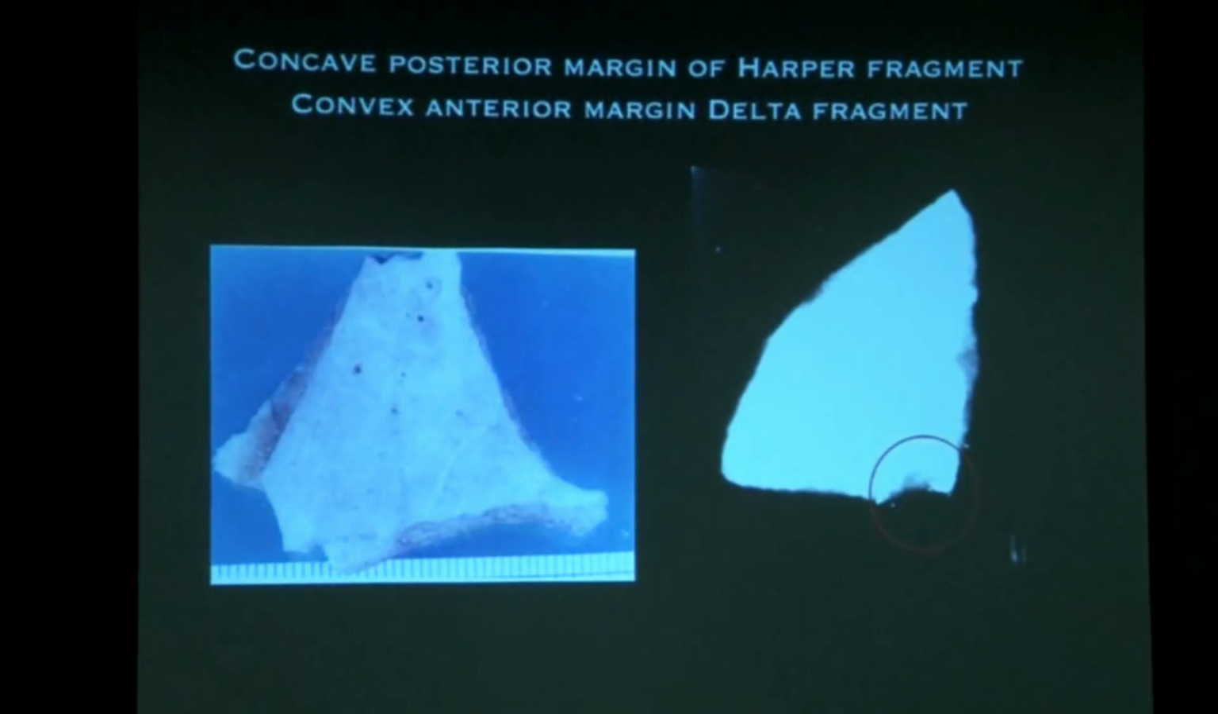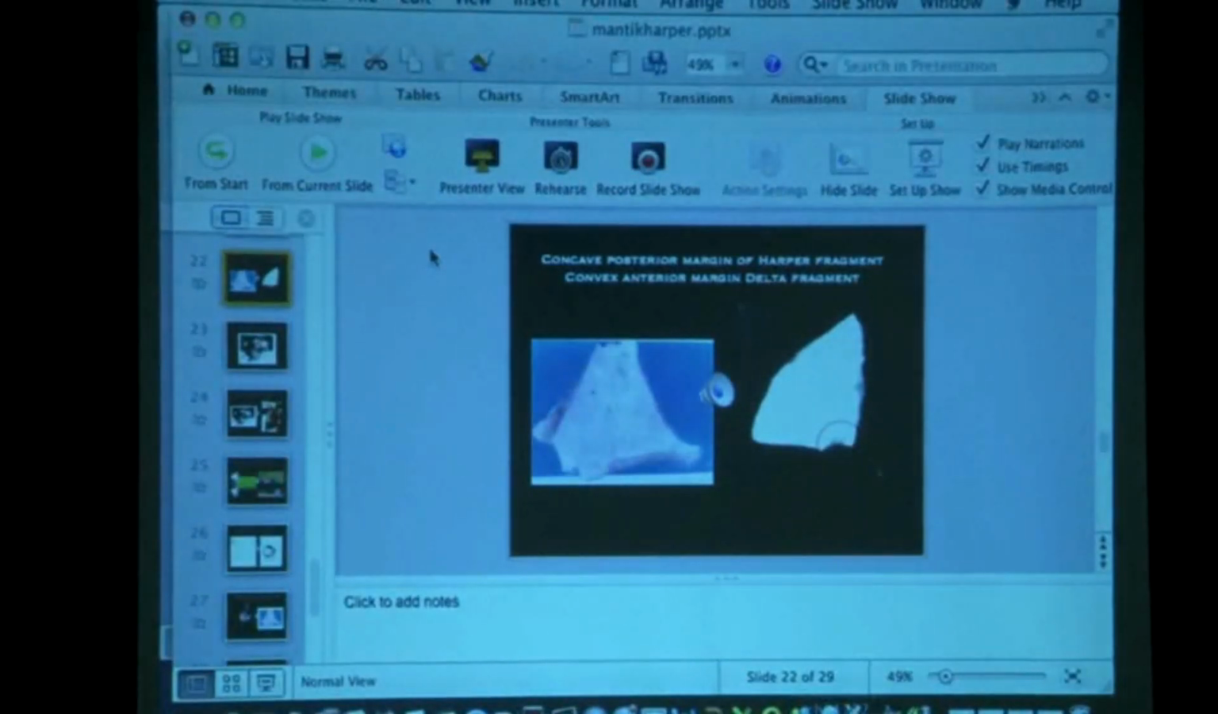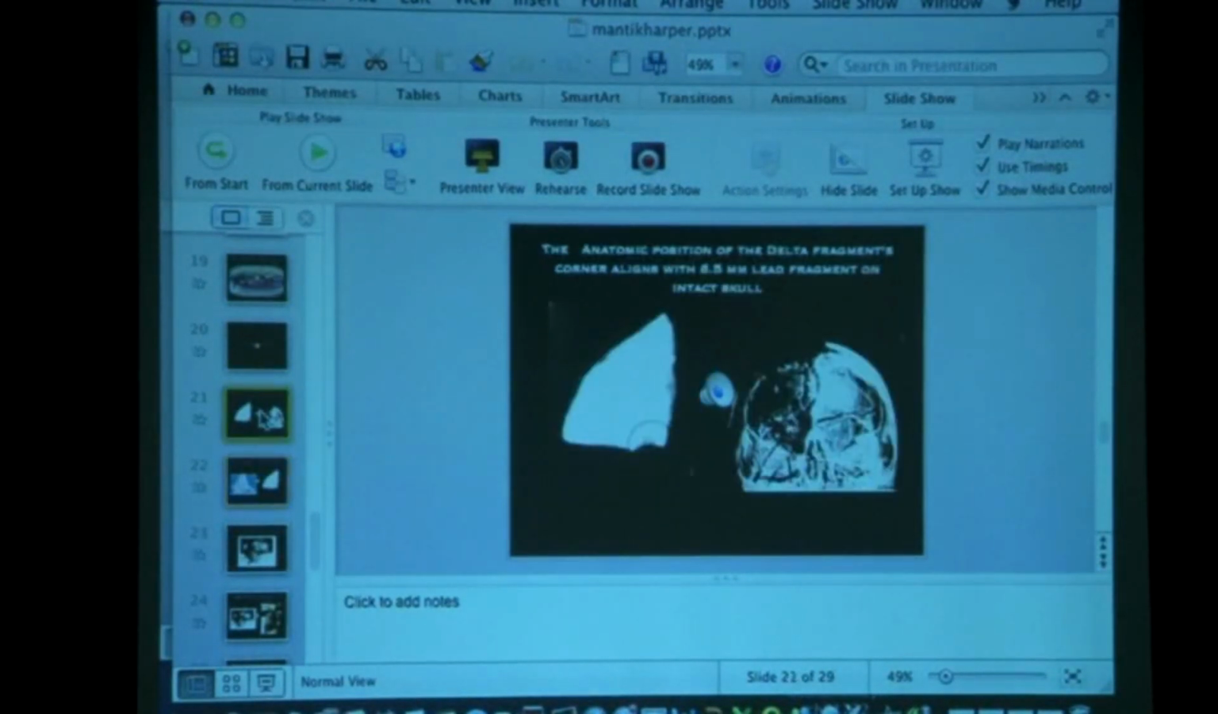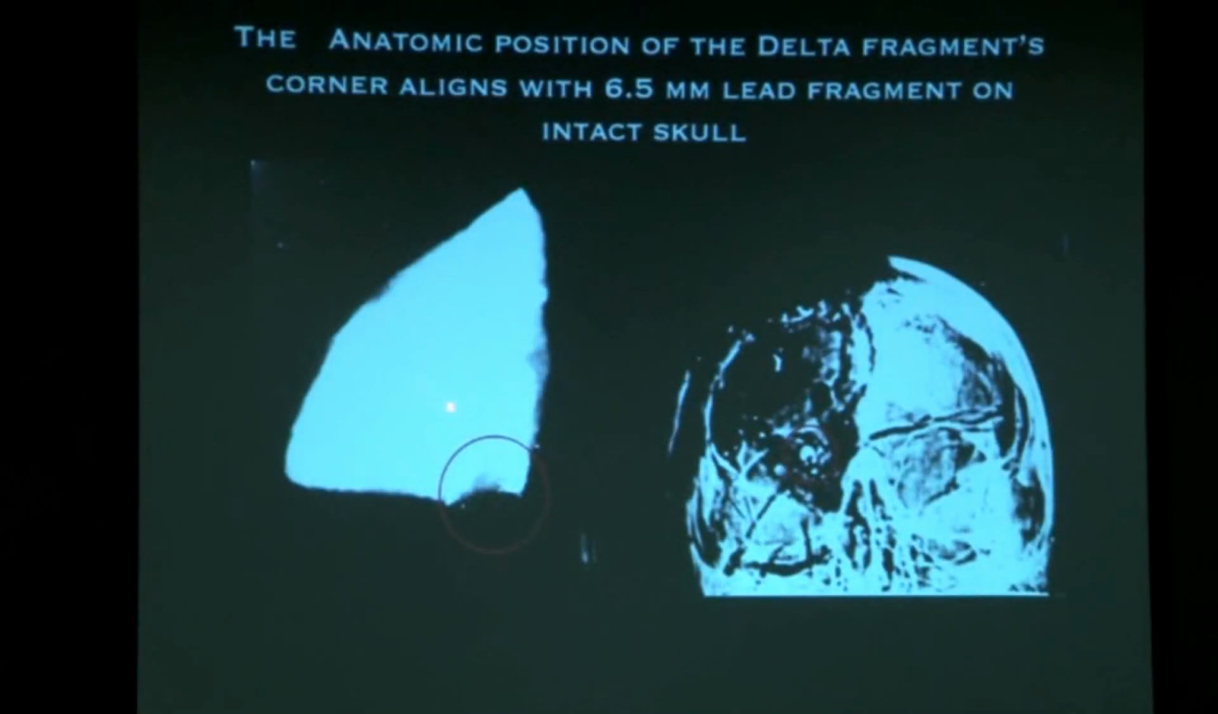Could you outline on the X-ray where you would place that? Yeah, I would place it in its correct orientation. The metallic particles in the one corner match up with the 6.5 millimeter lead fragment seen. You really need to see it on both, but we've got metal here, we've got metal here.